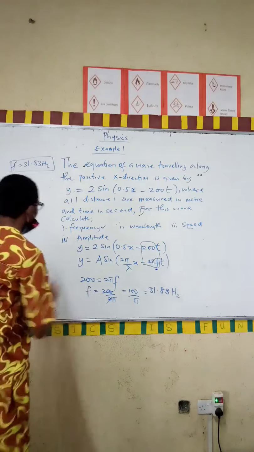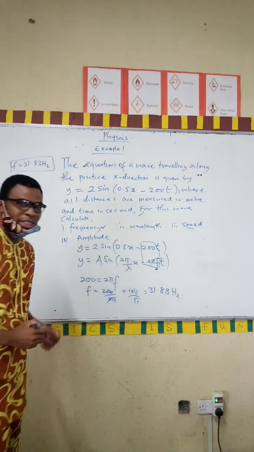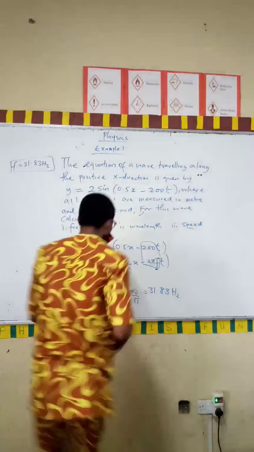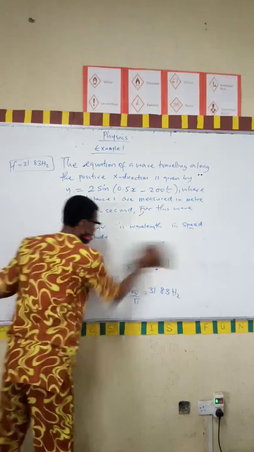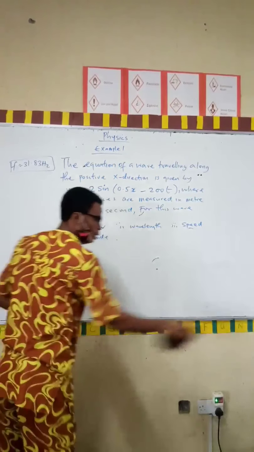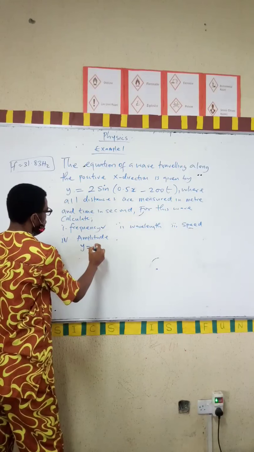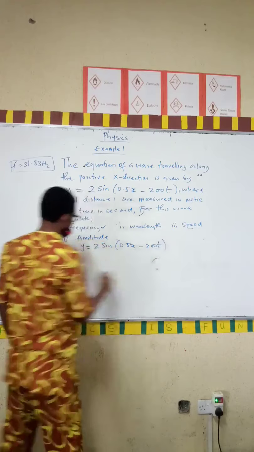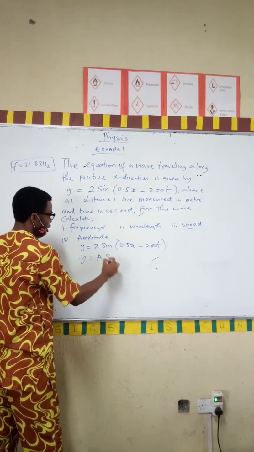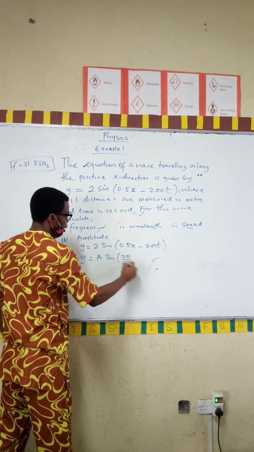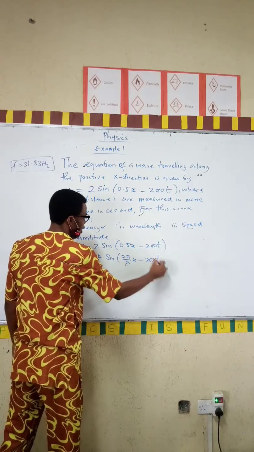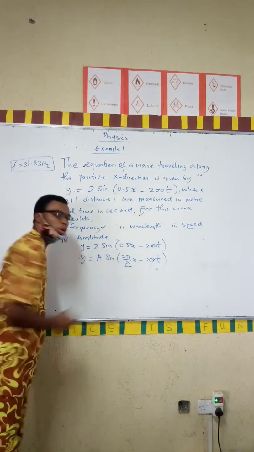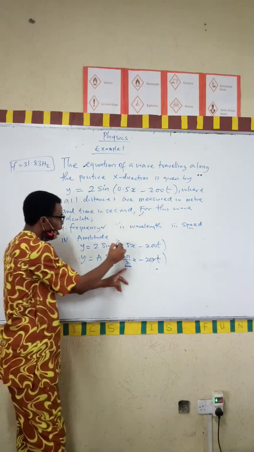So I have Roman figure 2, wavelength. To get the wavelength is the same process. You have y equals 2 sine 0.5x minus 200t. You compare, that is a sine 2 pi over lambda x minus 200t. And we are looking for wavelength. This is wavelength, as you know. So I can compare this with this.